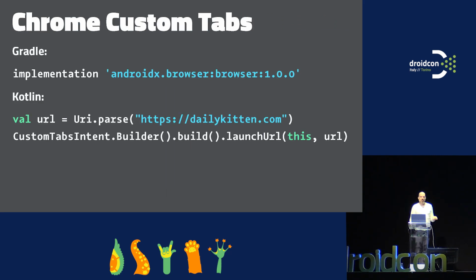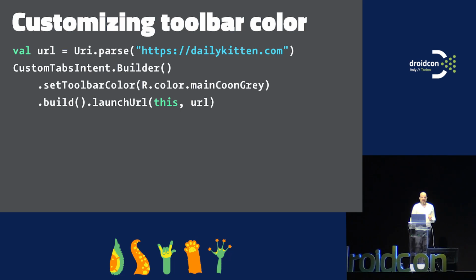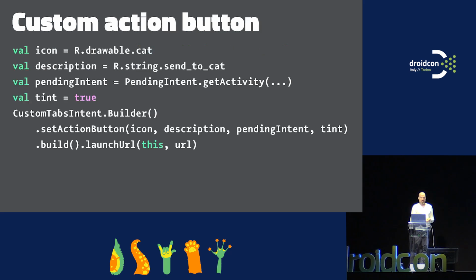And if you want to open a web page when the user clicks a link or something like that, this is what you do. You create the URL, you call custom tabs intent builder, build, and then launch that URL. That's how easy it is. You can adapt this one. You can set the color of the toolbar, for instance. That's one thing you can do. You can also customize the action buttons that show up in the toolbar very easily, like setting a pending intent to that one, which is nice.